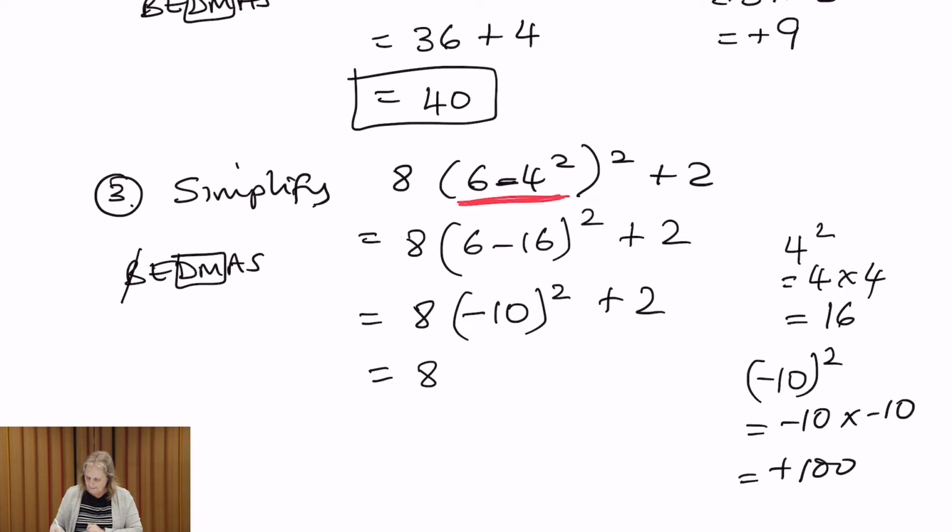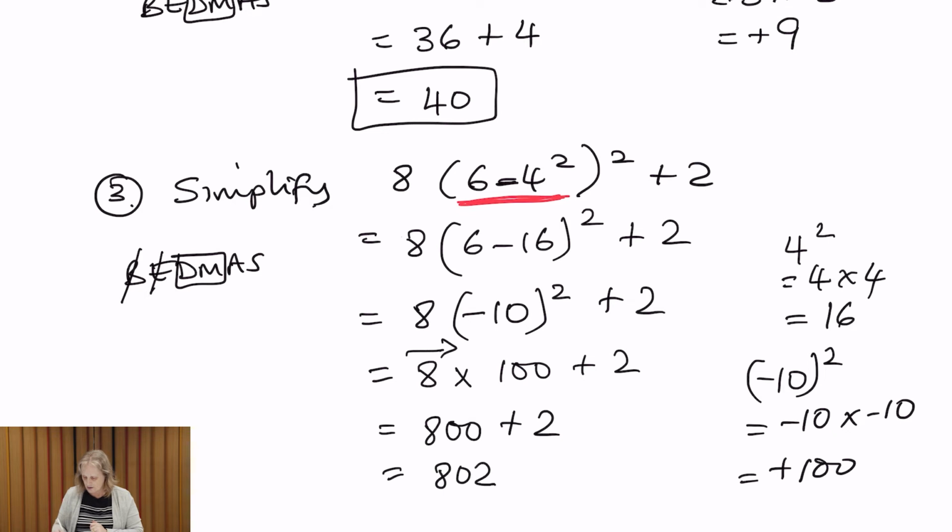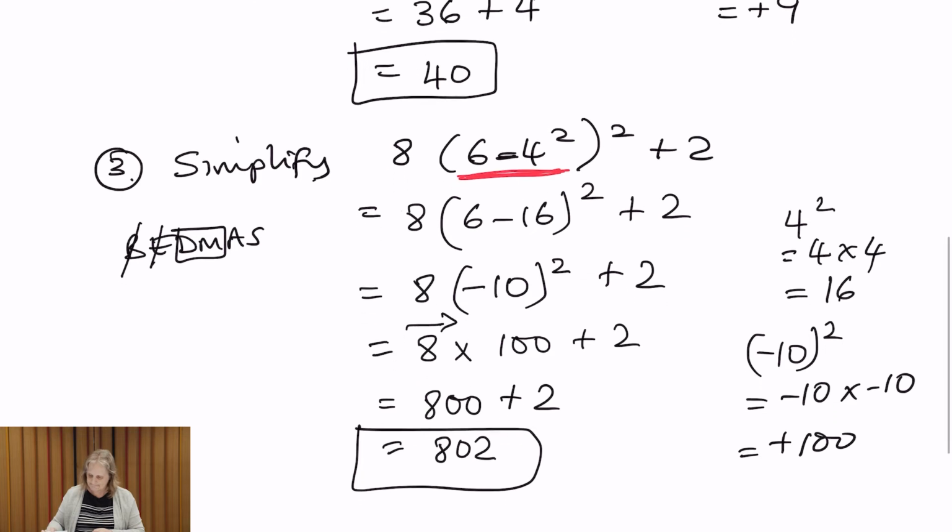Now remember that we've got 8 multiplied by this bracket, so I'm just going to put that symbol in. -10 squared, which we know is positive 100, and then we're going to add 2. So now we've done the exponents. Now we've got to look for division or multiplication, whatever comes first from left to right. So we see we've got 8 times 100, so that's going to give us 800, and then we're going to add 2, so we get our solution of 802 for this question.